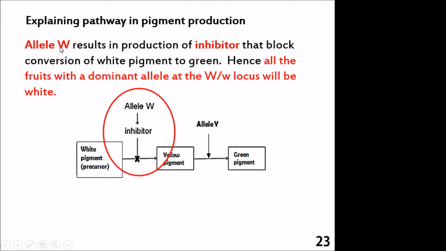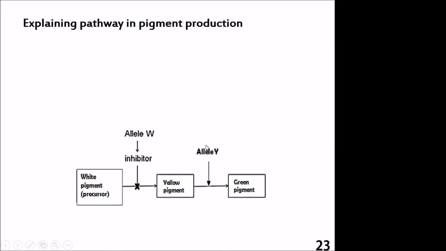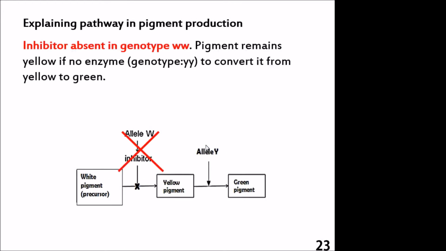Allele big W results in the production of an inhibitor that blocks conversion of white pigment to green. So if you have an inhibitor here, you will always be white by default. That's your base color. So all fruits with one dominant big W will always be white, even if over here they could have made green or any other color. So what happens if you have no inhibitor? If you have inhibitor, you can only be white by default because you can't go down the pathway, because W codes for inhibitor.